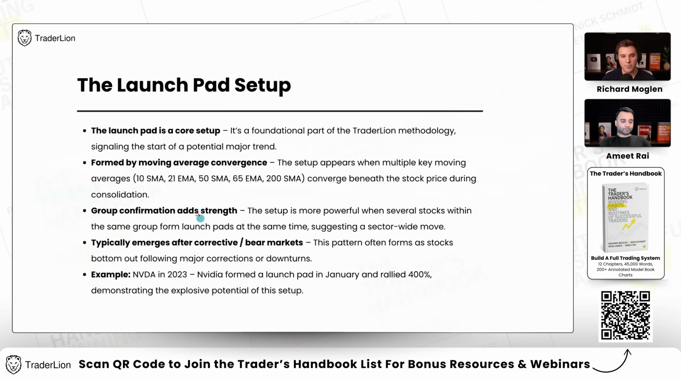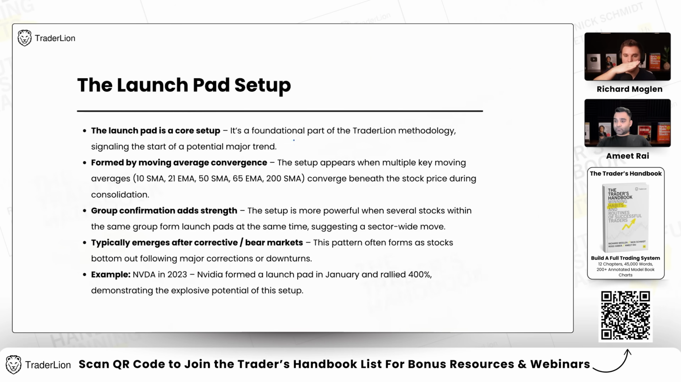And it's formed by moving average convergence. The setup appears when multiple key moving averages, and these are the ones that we like to use, the 10 SMA, 21 EMA, 50 SMA, 65 EMA, and 200 SMA, converge beneath the stock price during a consolidation. So the stock's been consolidating quite a bit.